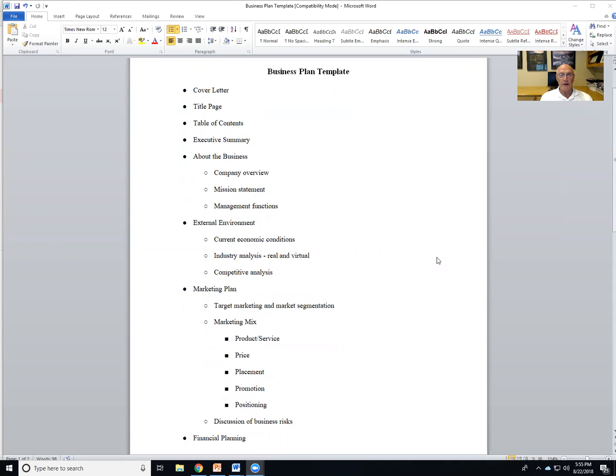Usually in a business plan there's a cover letter, because the business plan is usually being sent to some proposed financier, someone who's going to provide either debt capital or equity capital. Then a title page, a table of contents to make it easy for people to find the pieces, and then an executive summary, because you want a very short explanation of what this is all about.